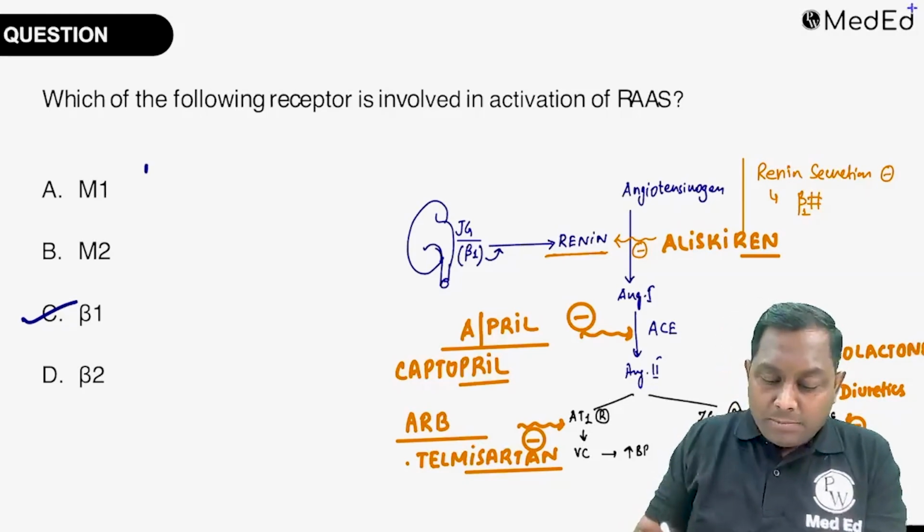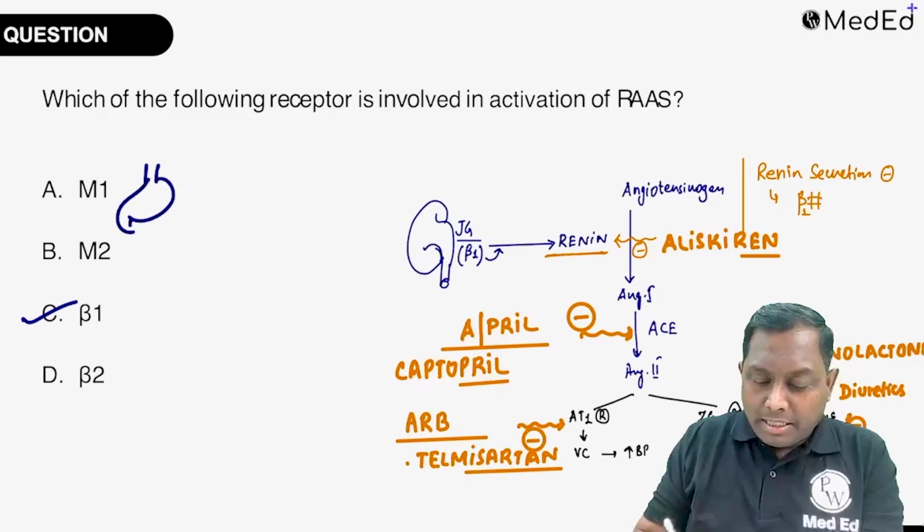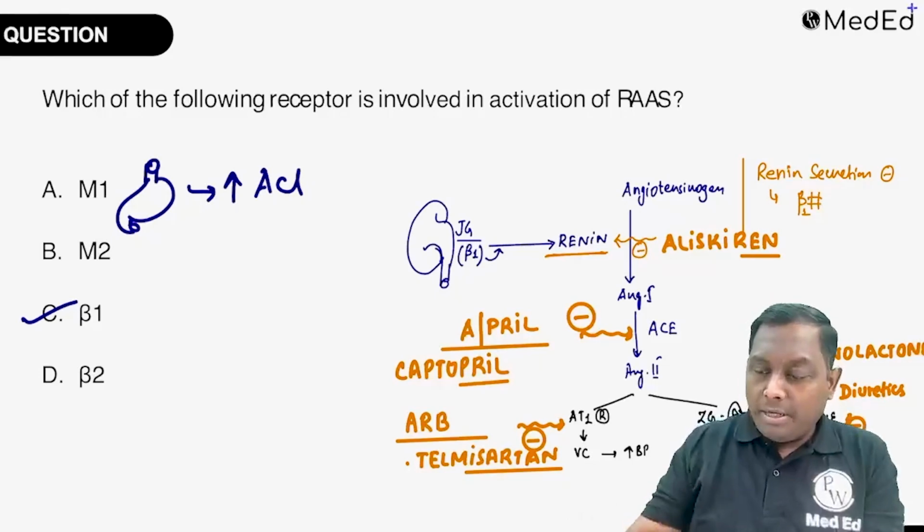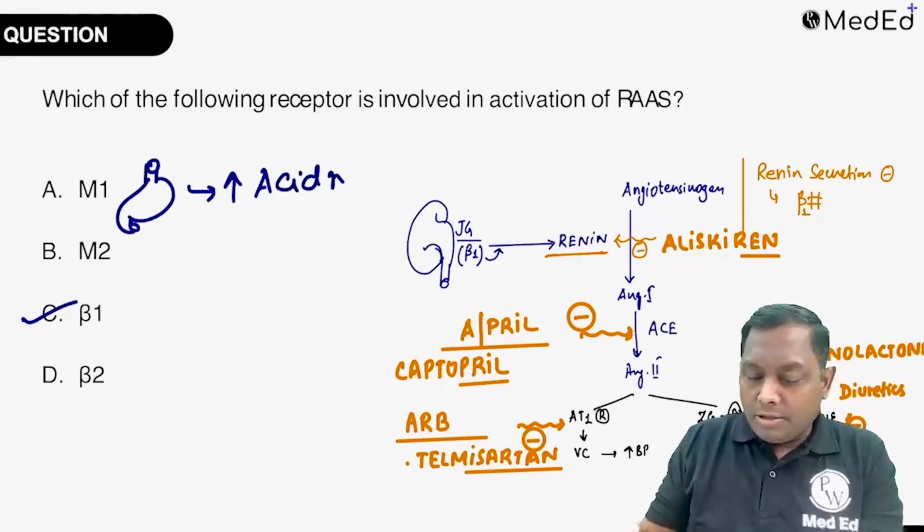M1 कहाँ पे? M1 is present on the gastric parietal cell, and they are going to cause increase in the acid release. M1 कहाँ पे है? They are mainly present at the gastric parietal cell, causing your acid release.